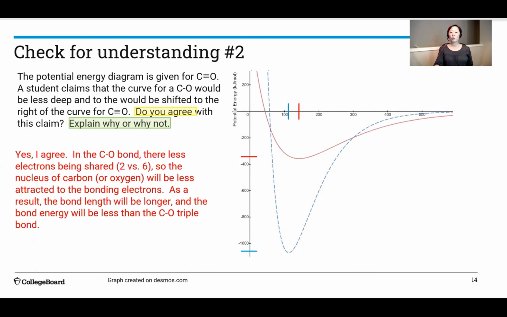You can see here that the red curve is the carbon-oxygen single bond. It is less deep. And then if we look at the lowest part of the curve where that matches on the x-axis, that would represent the bond length. And you can see that the single bond is longer than the triple bond that we have here.